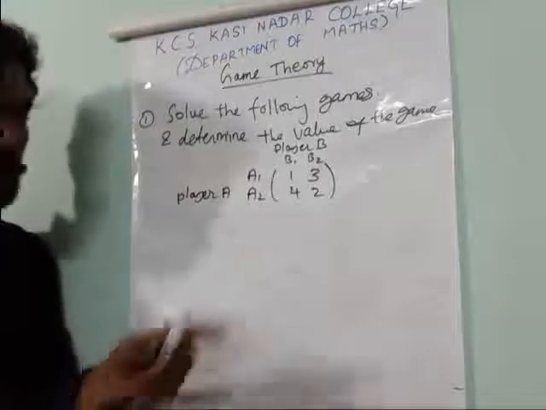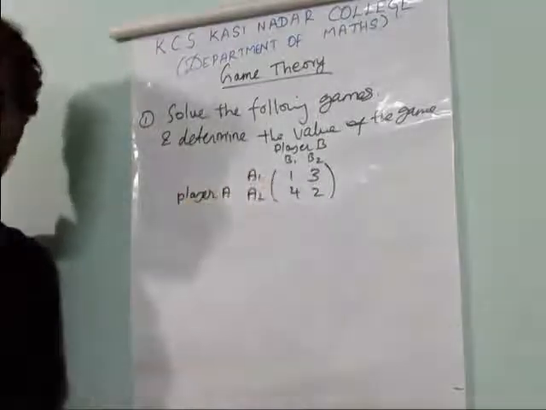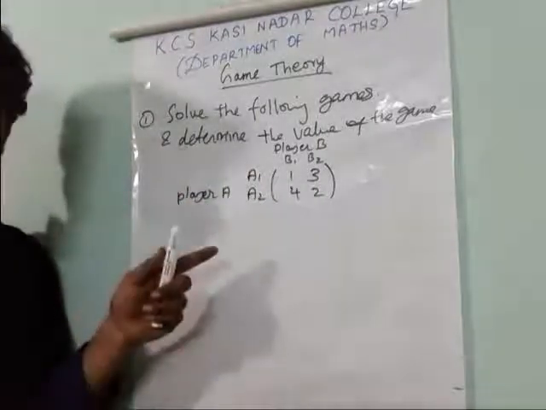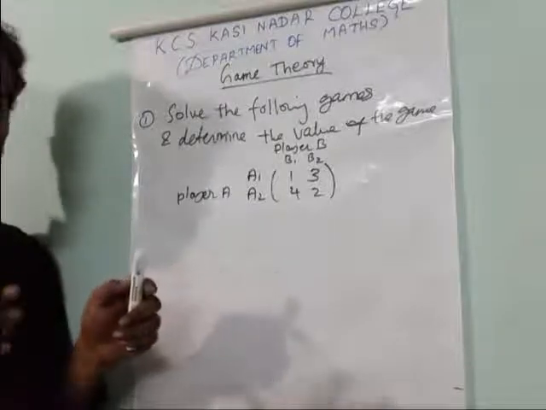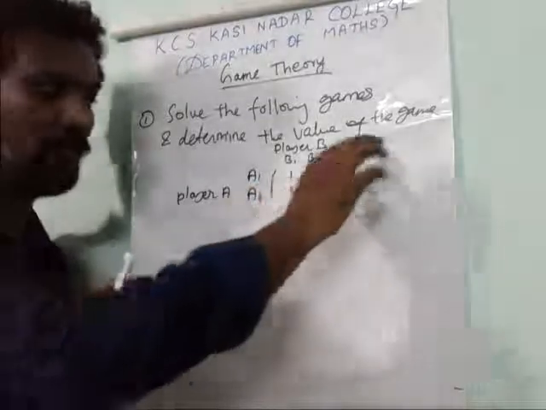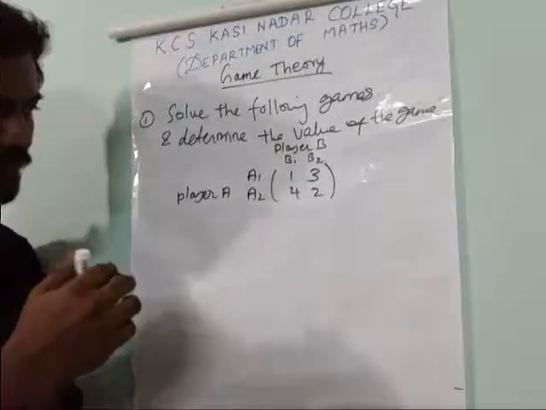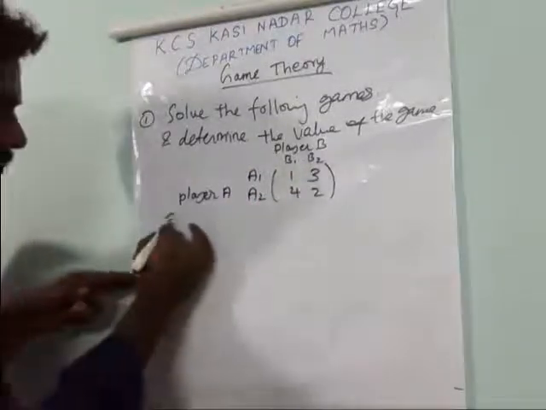The given problem is a 2 by 2 matrix. There are 2 rows and 2 columns. First of all, you check whether it is a pure strategy or a mixed strategy. You know the basic concept for pure strategy, row wise and column wise. First you check that. Come to the problem. Solution.